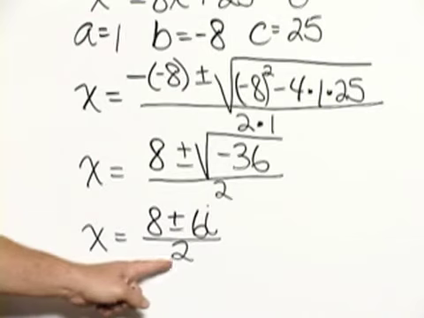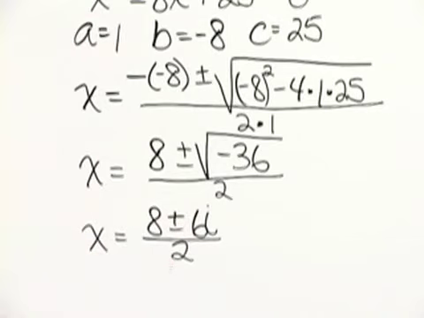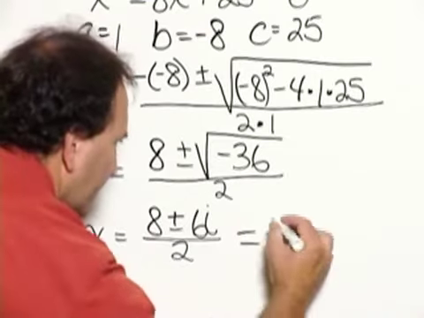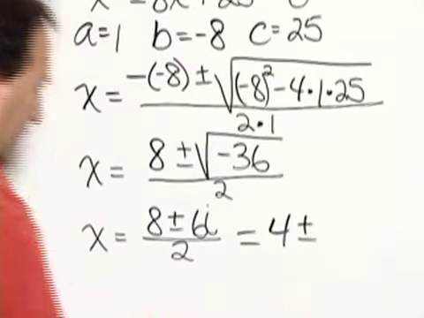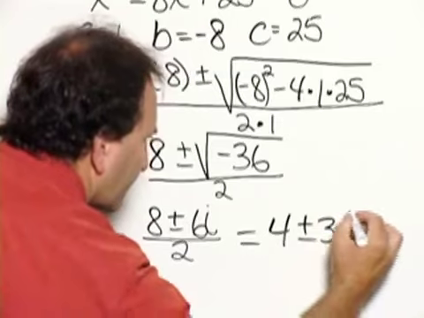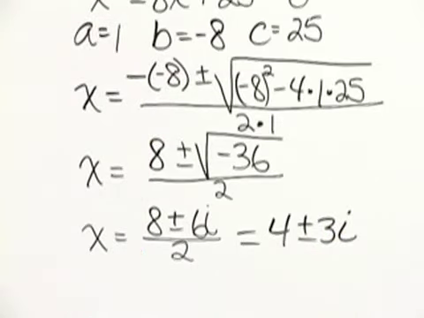Now, because 2 is a factor of each, 8 and 6, we should divide it into each of them. And so our final answer: 8 divided by 2 is 4, plus or minus 6 divided by 2 is 3, so that's 3i. So we have two solutions, 4 plus 3i and 4 minus 3i.